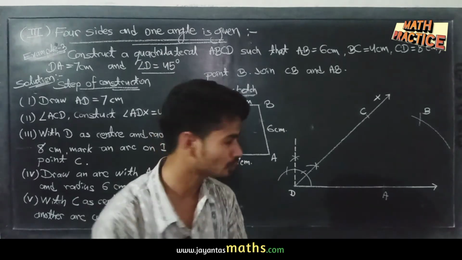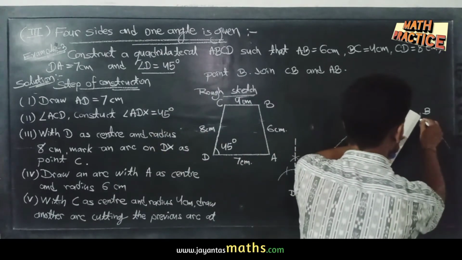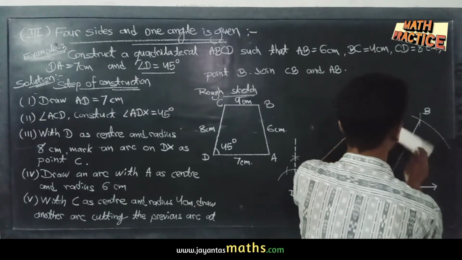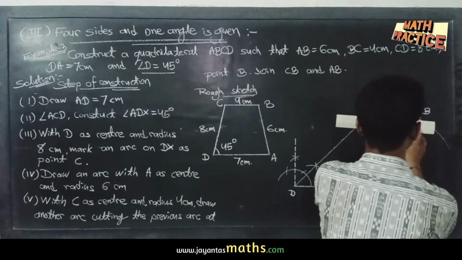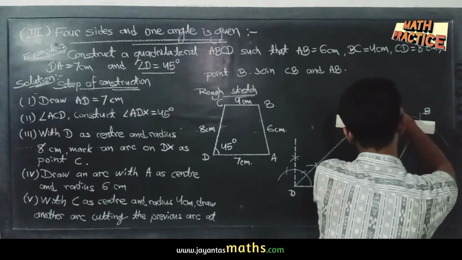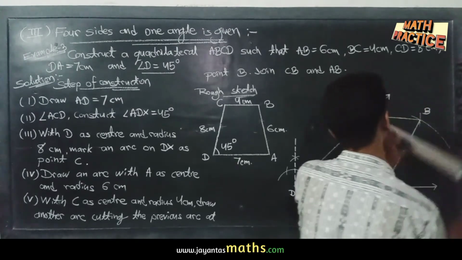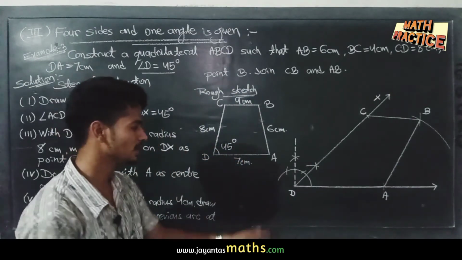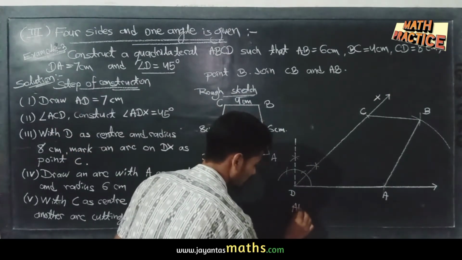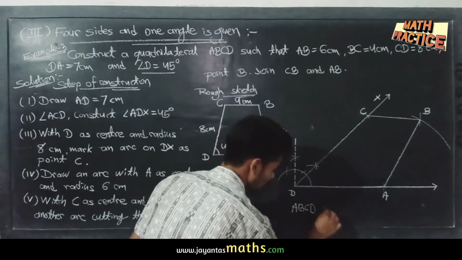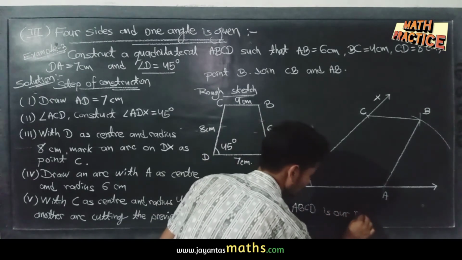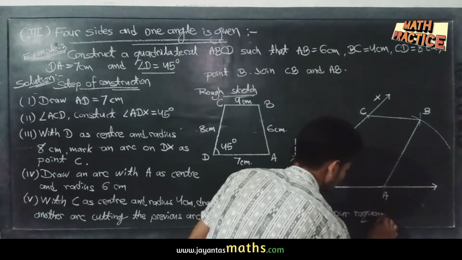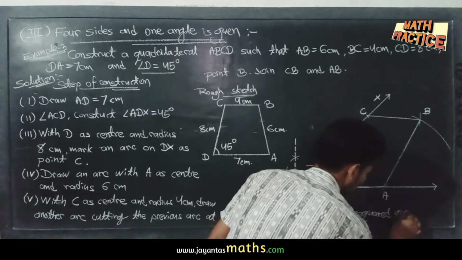Now join the points BA and BC. So this one is our required quadrilateral. Okay, so ABCD is our required quadrilateral.